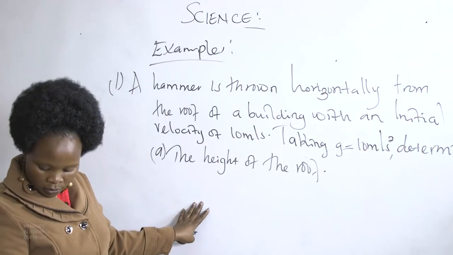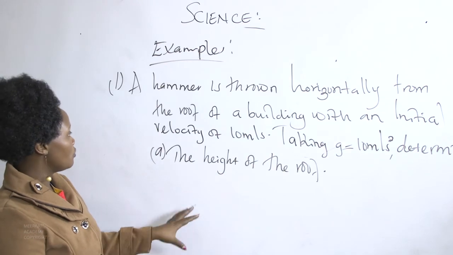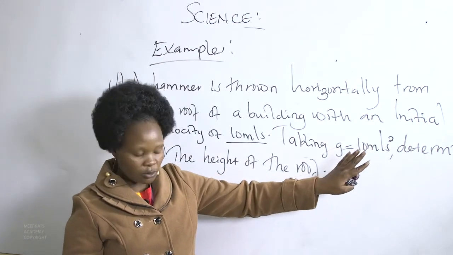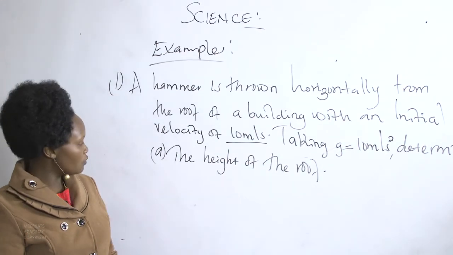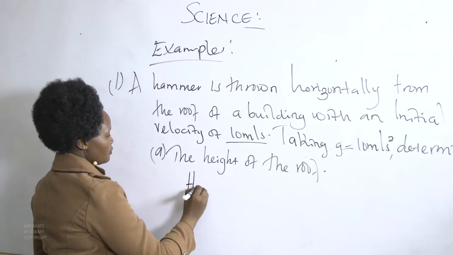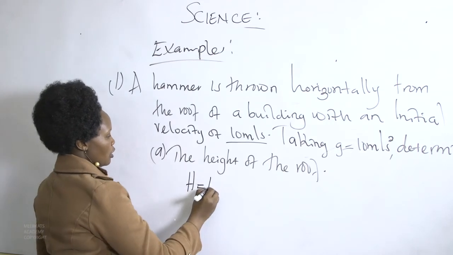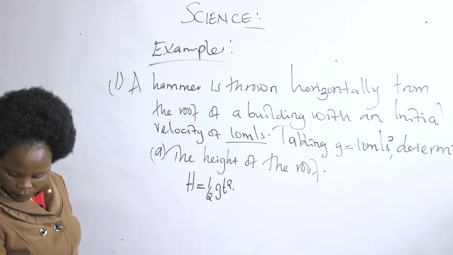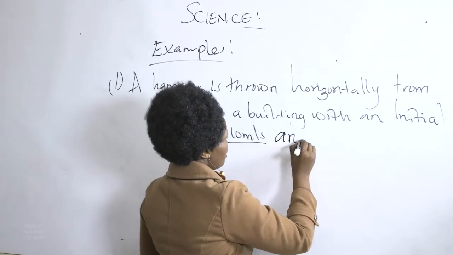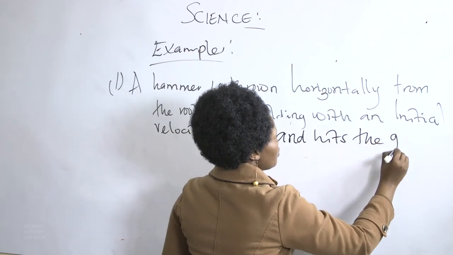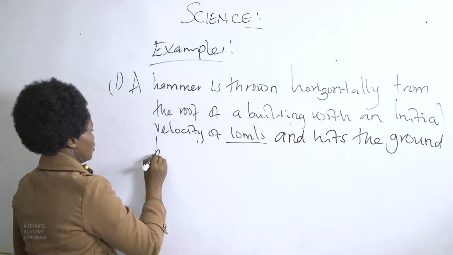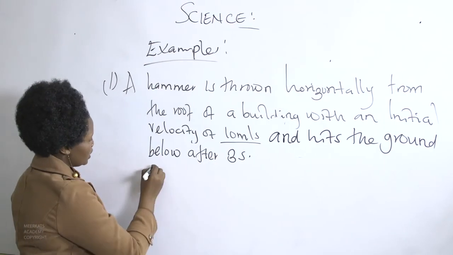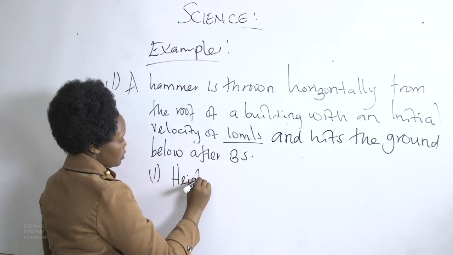A hammer is thrown horizontally from the roof of a building with an initial velocity of 10 meters per second, and hits the ground below after 3 seconds. We are supposed to take g as 10 meters per second squared and determine the height of the roof. The height of the roof is the vertical height, which is given by a half gt squared.